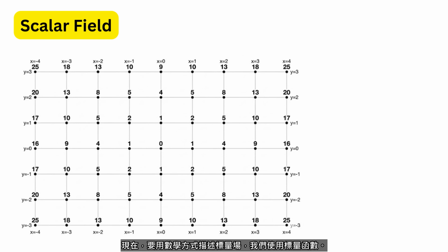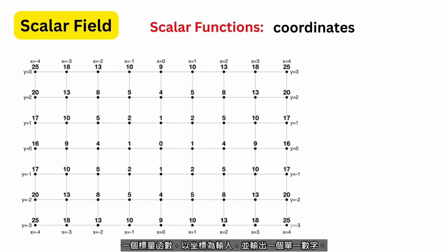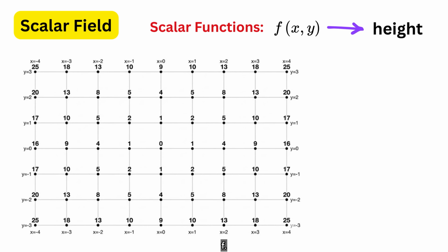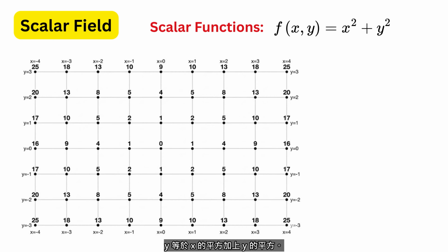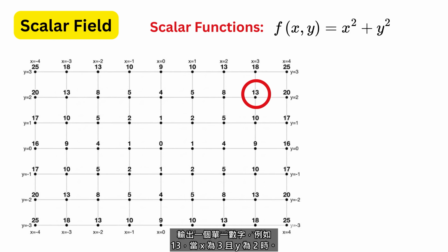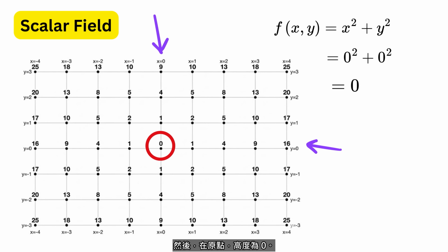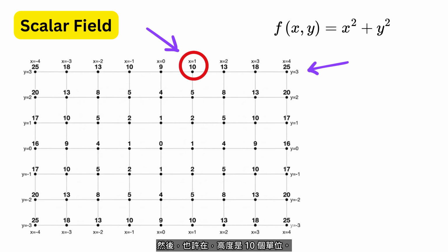Now, to describe scalar fields mathematically, we use scalar functions. A scalar function takes coordinates as input and outputs a single number. For example, a function might take x and y as input and give you a height value like f of x, y equals x squared plus y squared, which outputs a single number like 13 when x is 3 and y is 2. So, the height at 3, 2 is 13 units. Then, at the origin, the height is 0. Then, maybe at 1, 3, the height is 10 units.